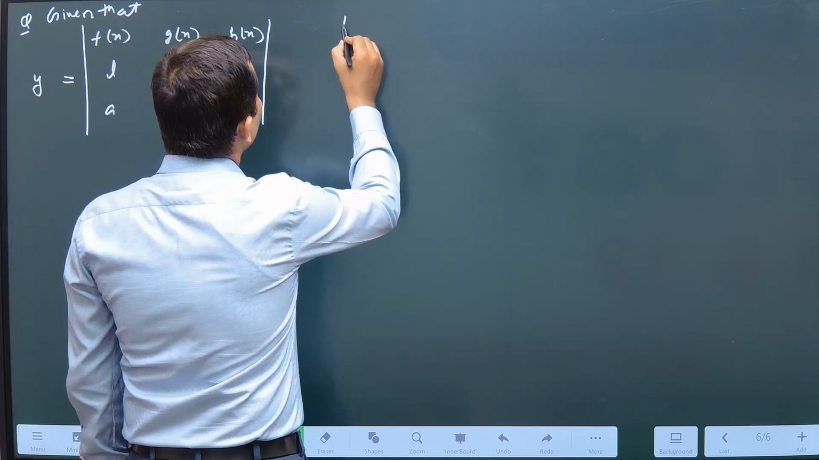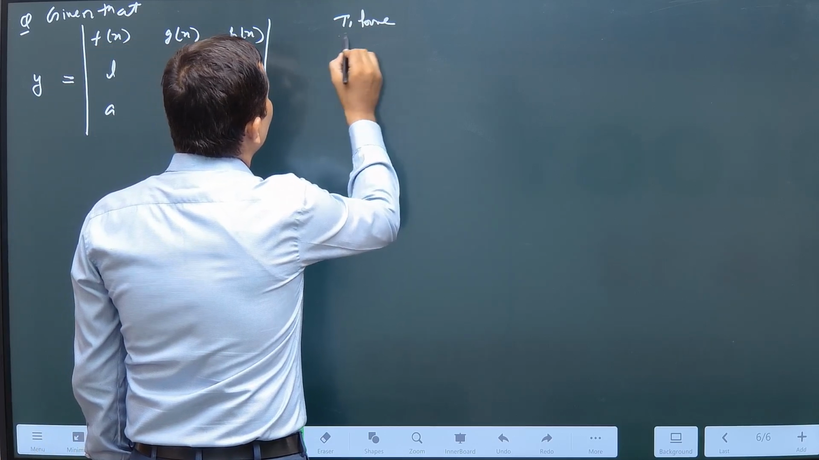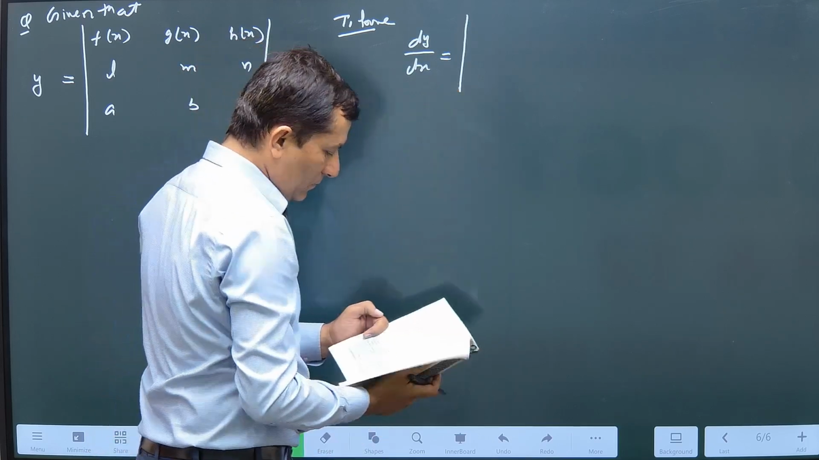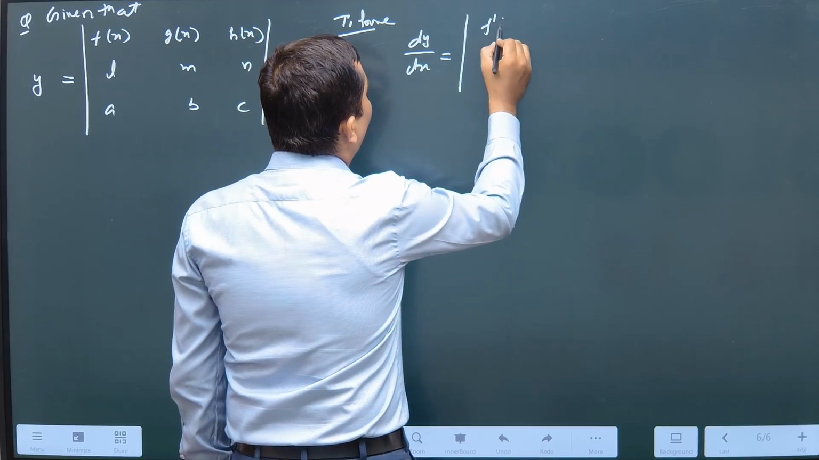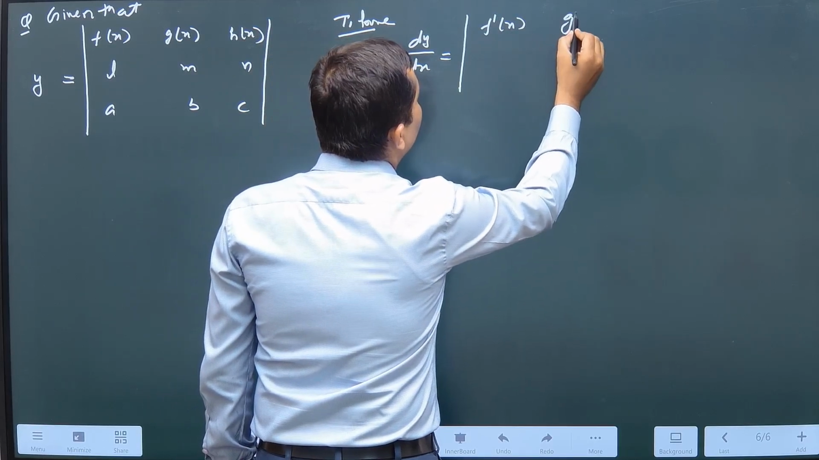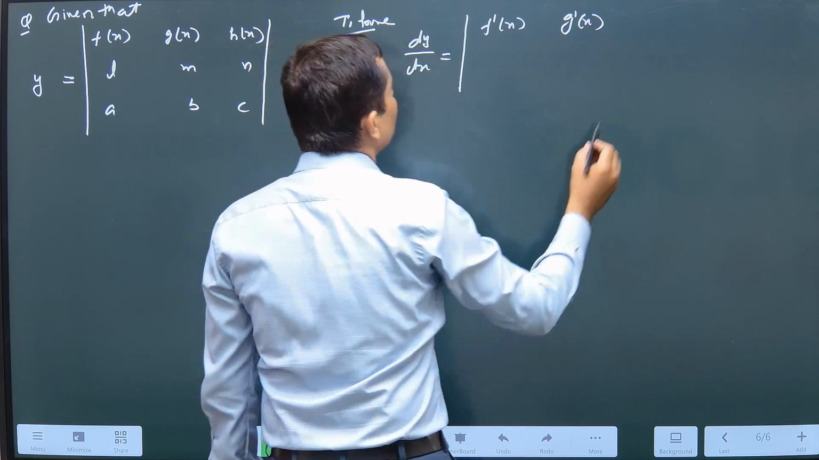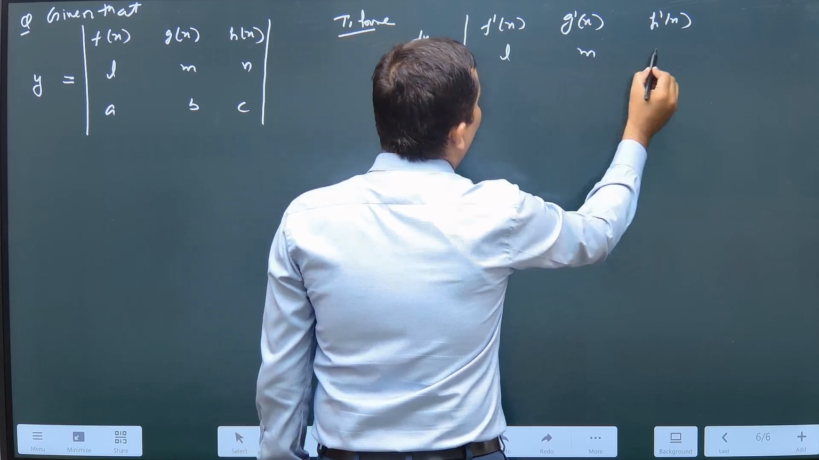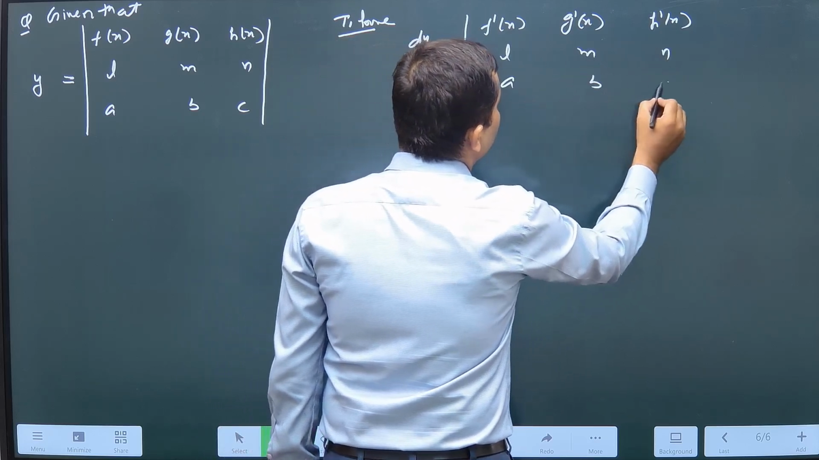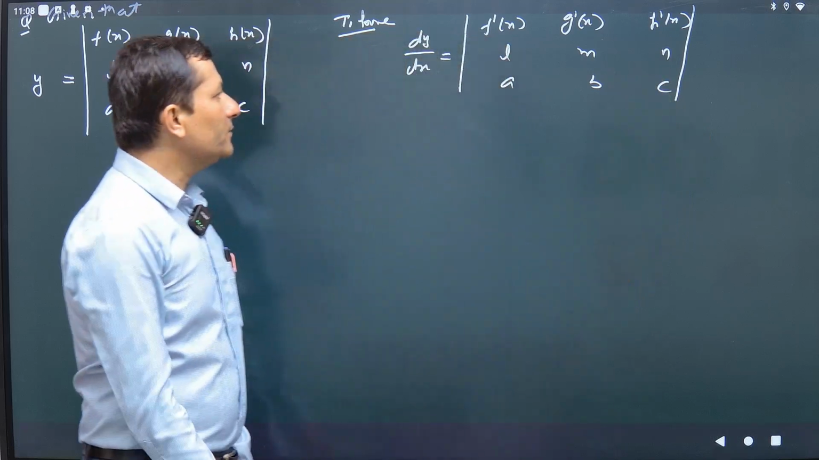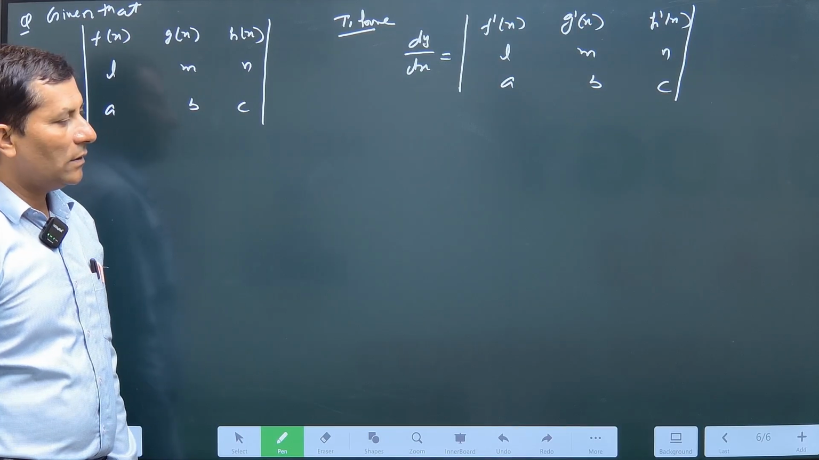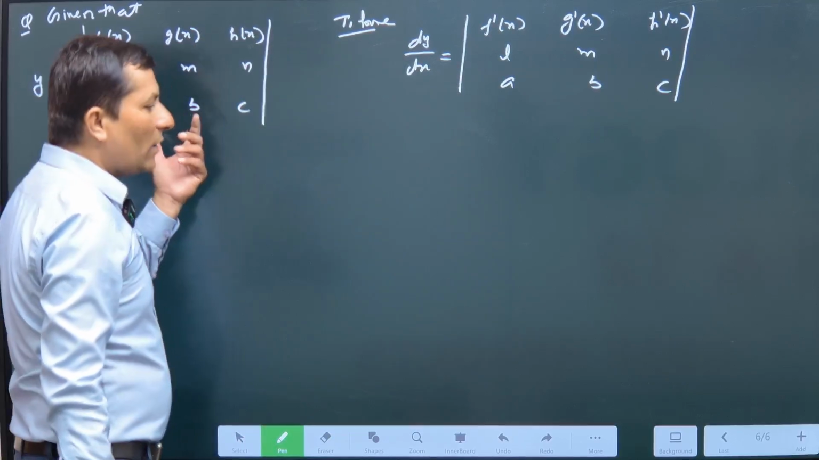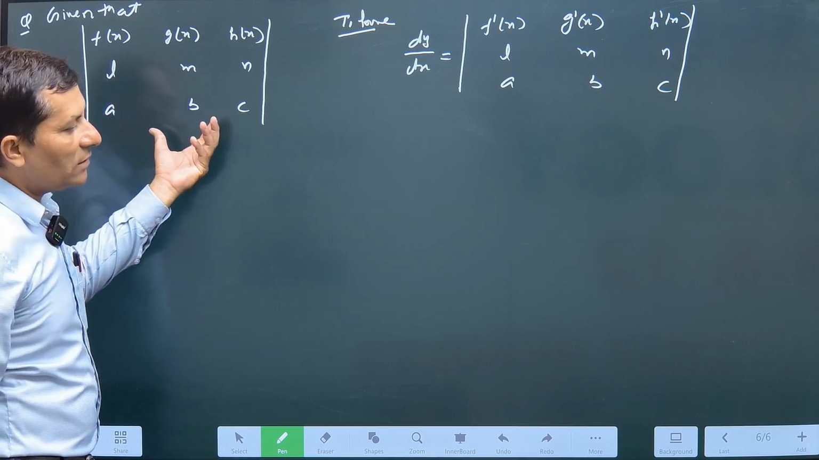To prove dy upon dx is equal to the determinant of f dash x, g dash x, h dash x, L, M, N, then A, B, C. Clear beta? You have to prove it. Now see what is given. Given that y is in the form of determinant.